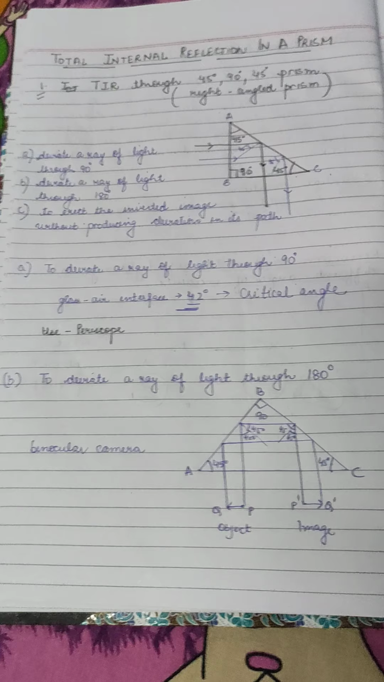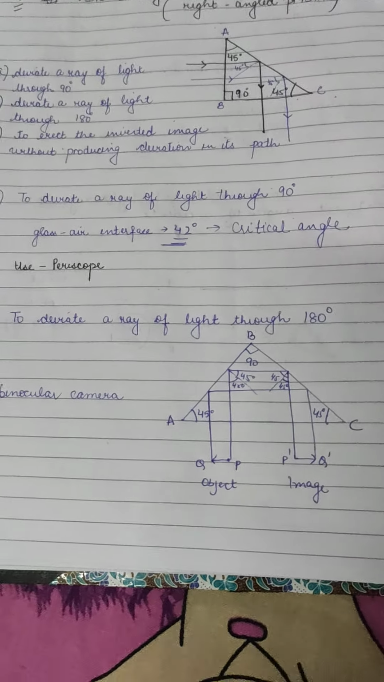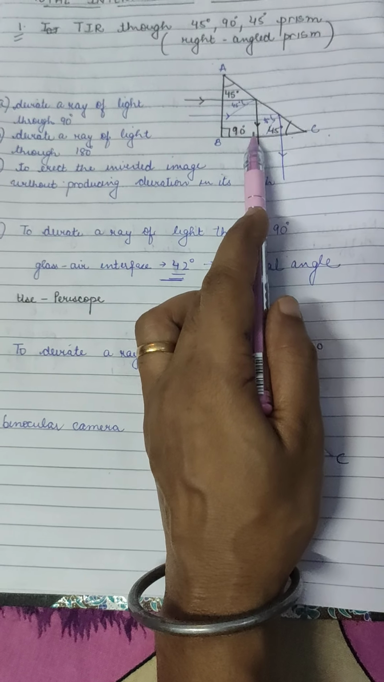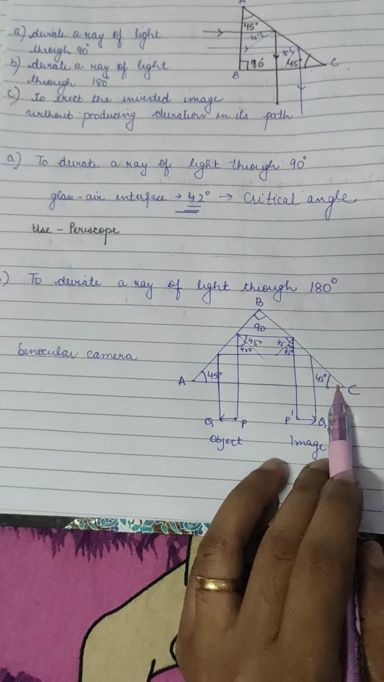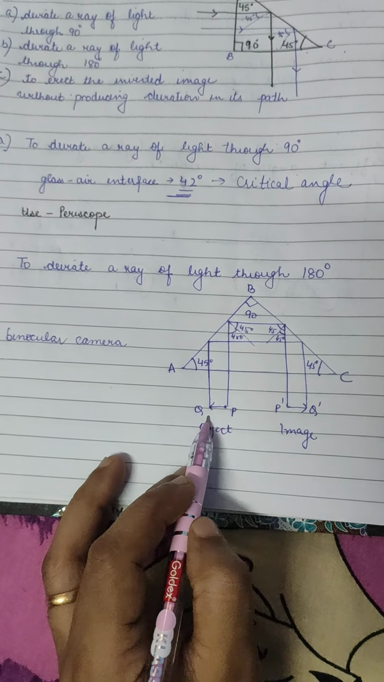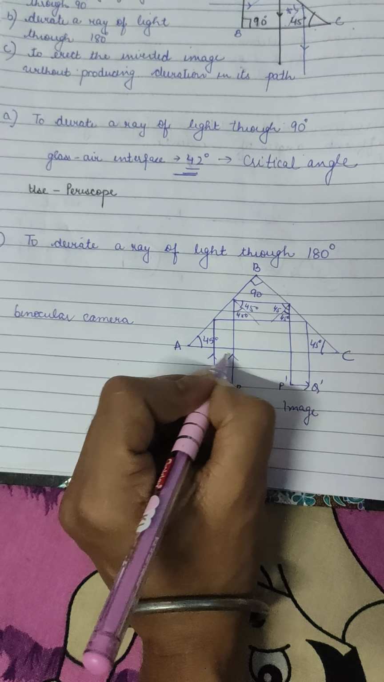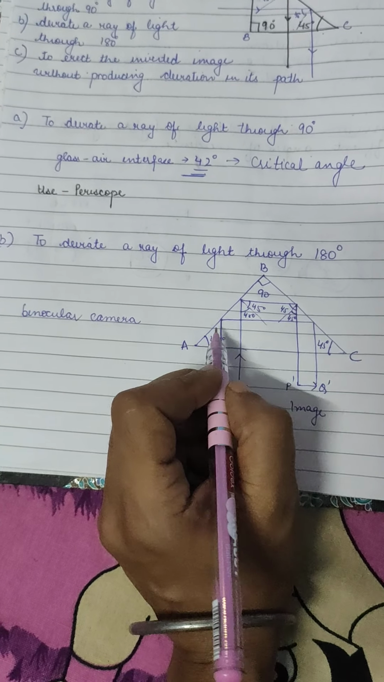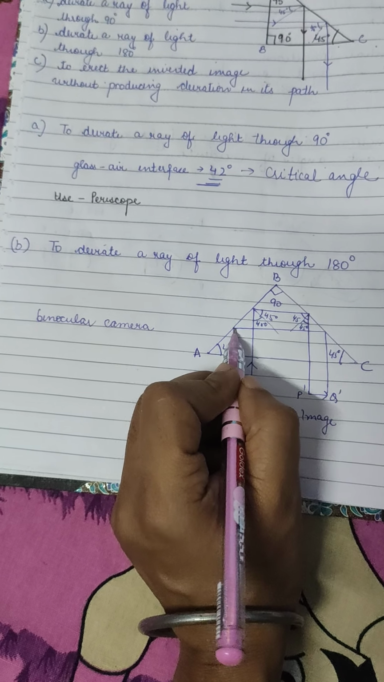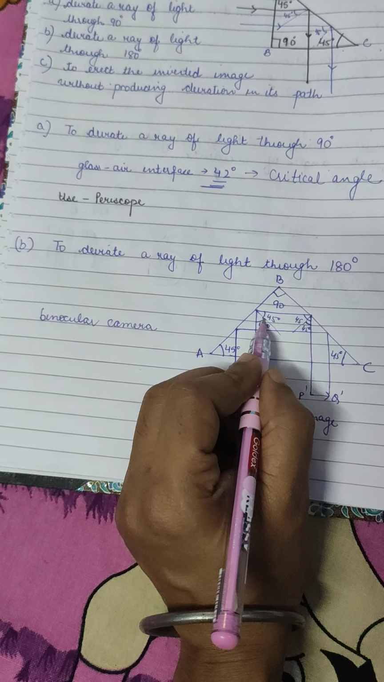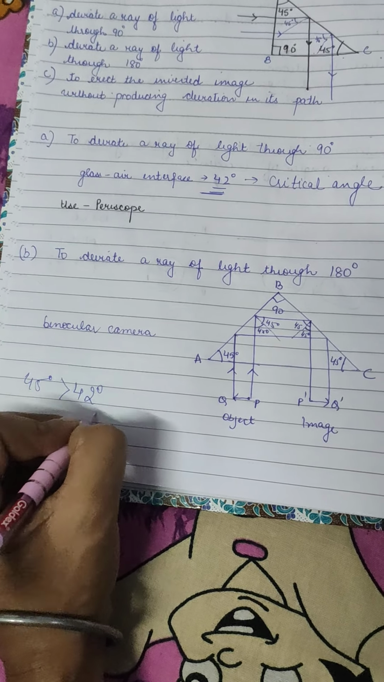Now the second part: to deviate a ray of light through 180 degree. Now you can just see the positions. We just invert this prism, and here we are having 90 degree angle here, 45 degree, 45 degree. Here we keep the object, rays are coming, and obviously it passes through the face AC undeviatedly. Now it strikes the face AB, making an angle of 45 degree, which is greater than the critical angle of 42 degree.